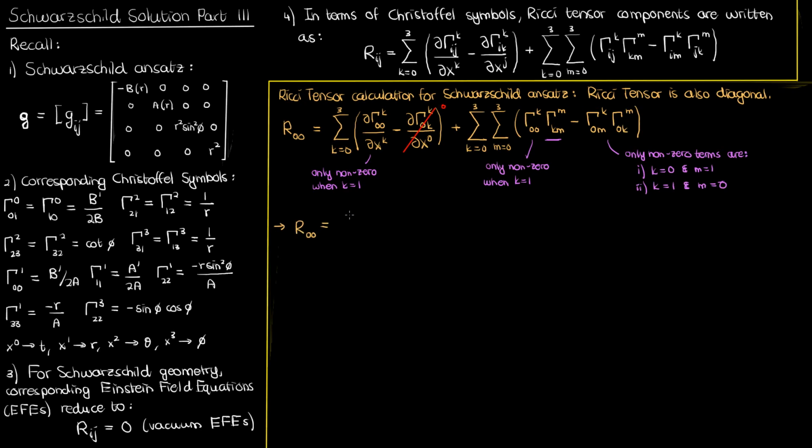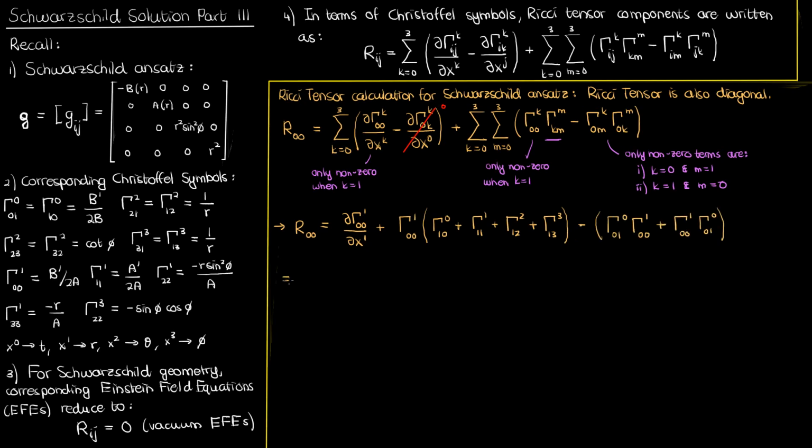So let's now rewrite our expression for R00 after we've used these simplifications. The first term just reduces to this, the second term is always 0, the third term reduces to this summation over m, and the fourth term reduces to the sum of these two terms. The rest of this is just plugging in the Christoffel symbols and mindlessly simplifying.